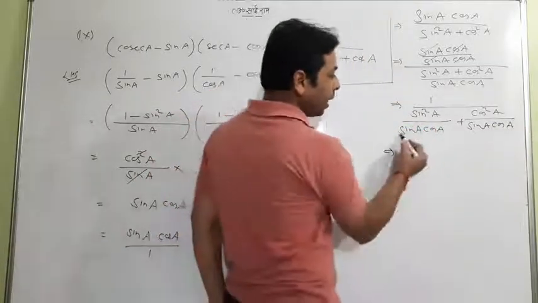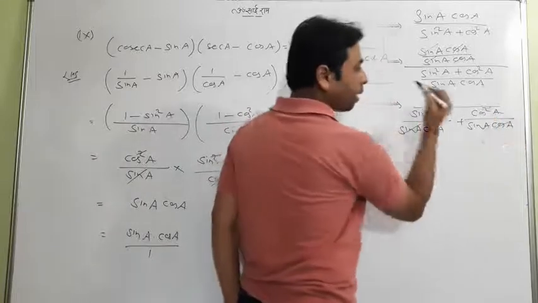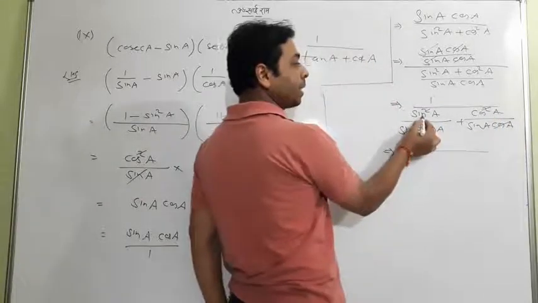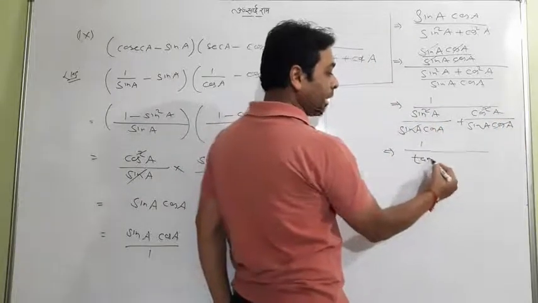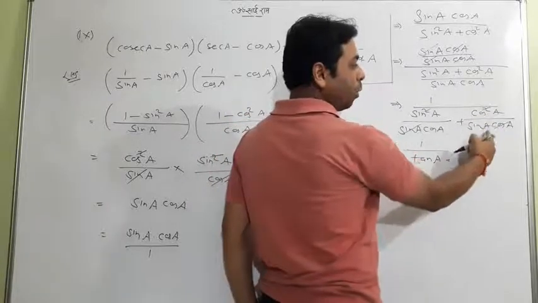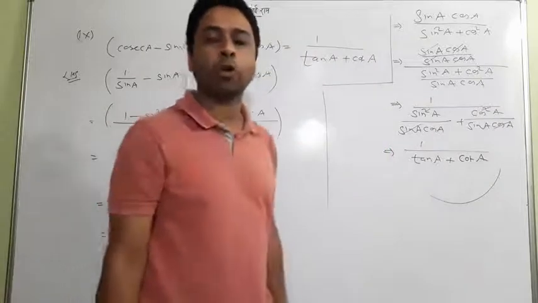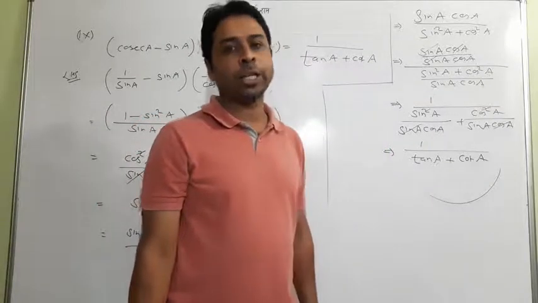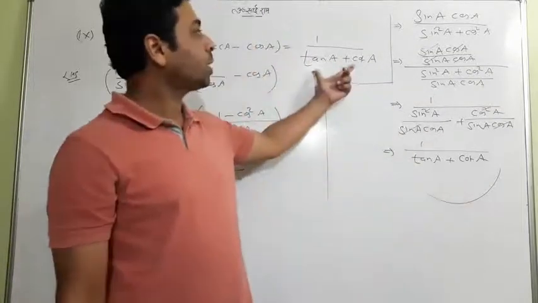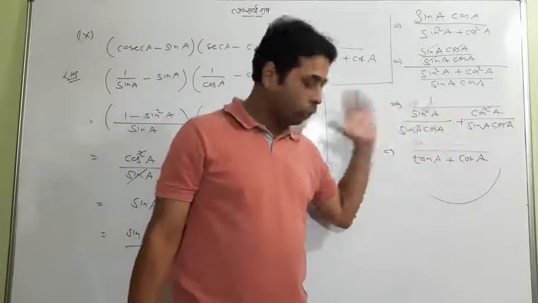Now single sin cancels with single sin, and cos cancels with cos. And what remains? Sin A upon cos A, which is itself tan A, and cos A upon sin A, which is cot A, because it is a simple ratio. Sin A upon cos A is tan A and cos A upon sin A is cot A. So these two are written. This is the answer, which is equal to this one. Hope students got it.